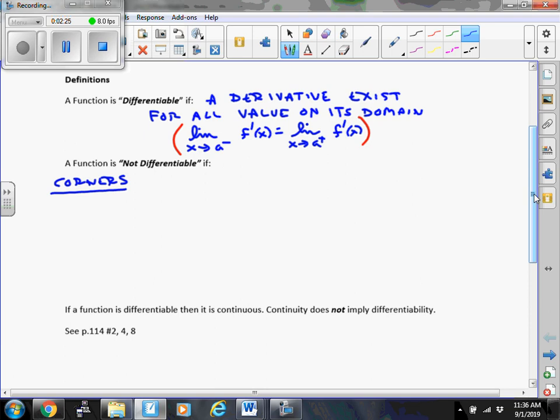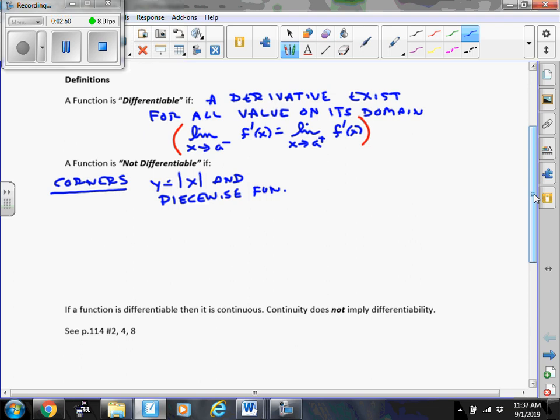What kind of functions create corners? A key one is the absolute value. Any absolute value creates a corner, and piecewise functions. Piecewise, those guys are always fun. Now, piecewise doesn't necessarily imply it's going to have a corner. It just implies it could. Absolute values always have corners.